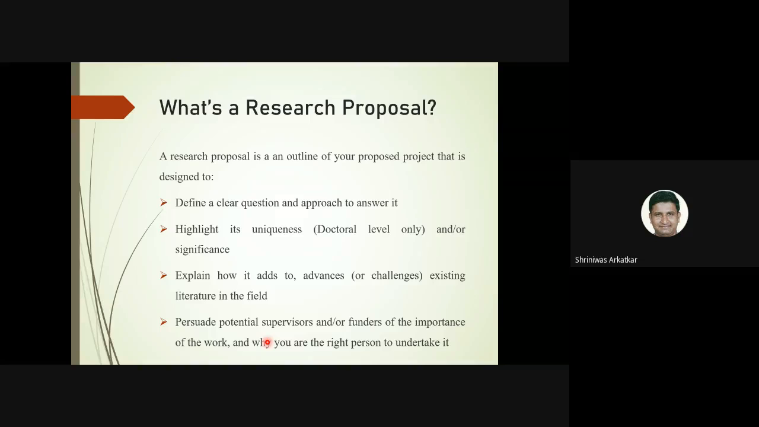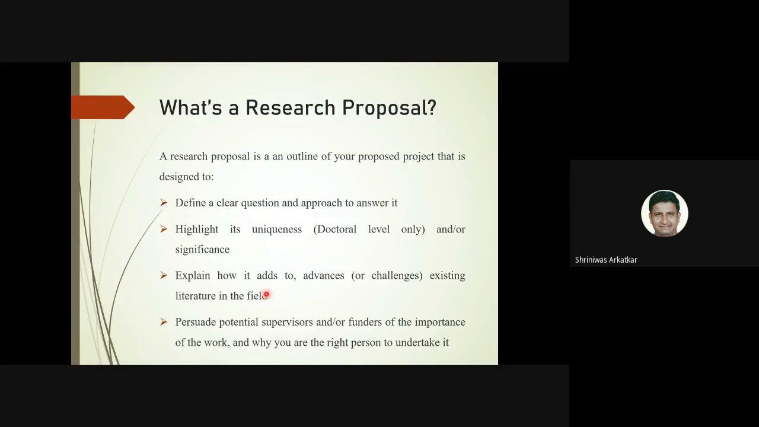Okay, then what is a research proposal all about? The research proposal is an outline of your proposed project that is designed to define a clear-cut question and an approach to answer it. Highlight its uniqueness at doctoral level only, and its significance. Of course, for masters and BTech, you can do some routine experiment or something you want to explore that is new. If you don't want to take the risk at doctoral level, then you can take those problems at masters and BTech level, and then check how exactly it is going to influence the significance.